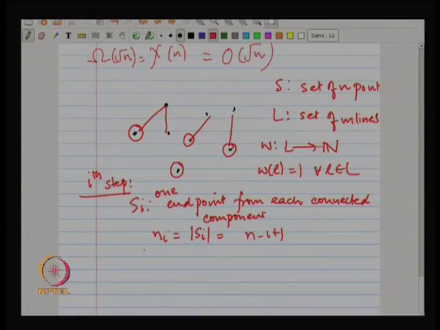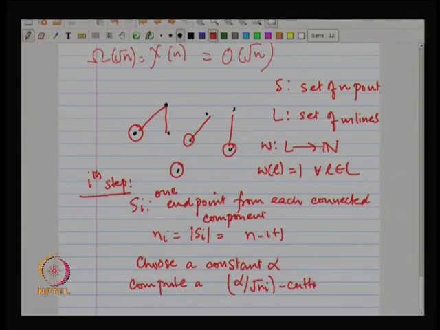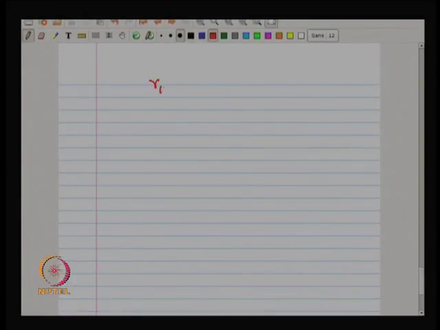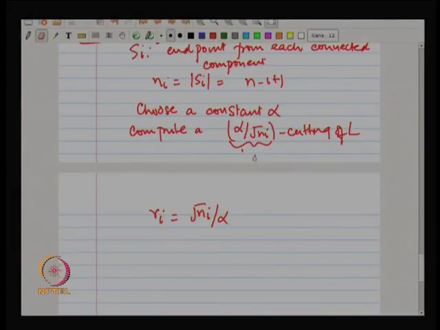What I do is choose a constant alpha, which I will tell you in a minute, and compute a cutting. So R is this value, this is 1 over R, right. If you want to think about it, then R I have chosen is this value, so you think about this as 1 over R I cutting, I am computing. Okay.